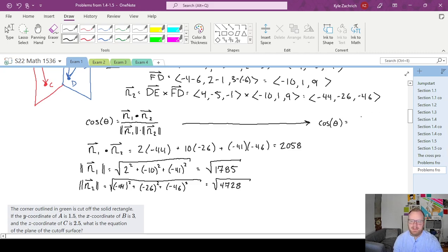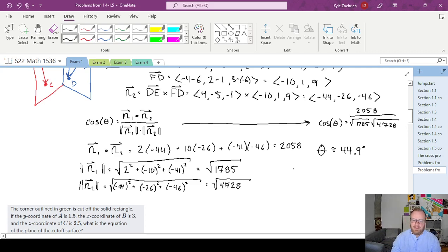Say cosine of theta is equal to 2058 divided by these roots. Last thing to do is to take the arc cosine or inverse cosine of everything on there. That's something I'll take care of in GeoGebra, but I end up with around 44.9 degrees.